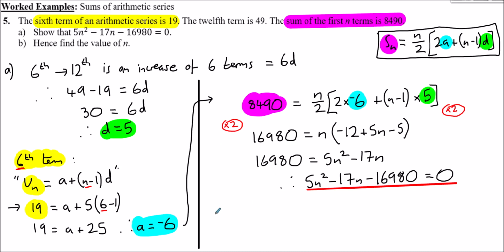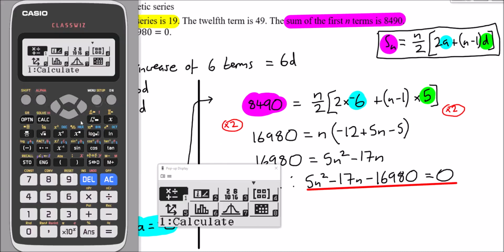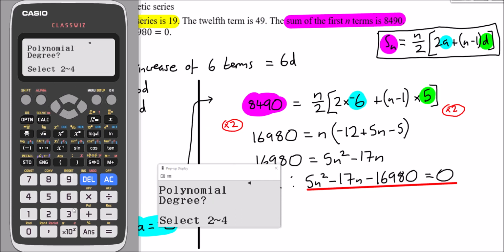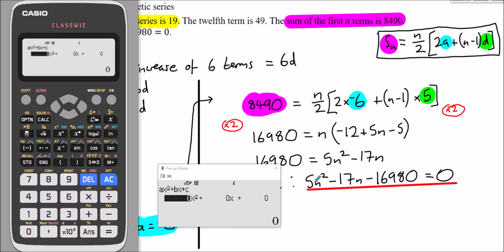Part B is now really easy because we've got the class whiz which can do the legwork for us. So what's the value of n which will satisfy this? So menu, option A, it's a polynomial we're trying to solve. It's degree 2 because it's quadratic. Let's just type in the coefficients. So 5 is the squared term, minus 17 is the n term. The constant term is this massively negative minus 16,980. Press equals and equals again. So either n is 60 or n is minus 56.6.